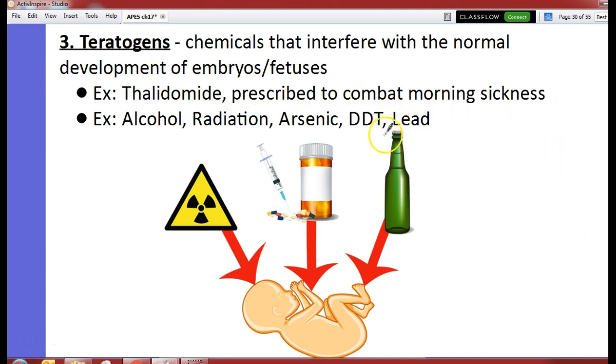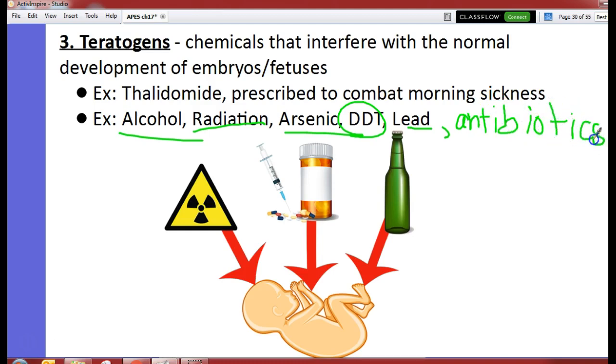Other things, think about what you should and shouldn't consume when you're pregnant. Alcohol, right? Because we know that alcohol leads to birth defects and interferes with development. Radiation, X-rays, right? When you go to the dentist or the doctor, they always ask, is there a chance you're pregnant? Because radiation is going to hurt the embryo or fetus. Arsenic, lead, DDT, pesticides, all of those things, okay? There's some concern about using antibiotics while pregnant. There aren't a ton of studies out there that show a lot, but these are all things we need to be aware of.